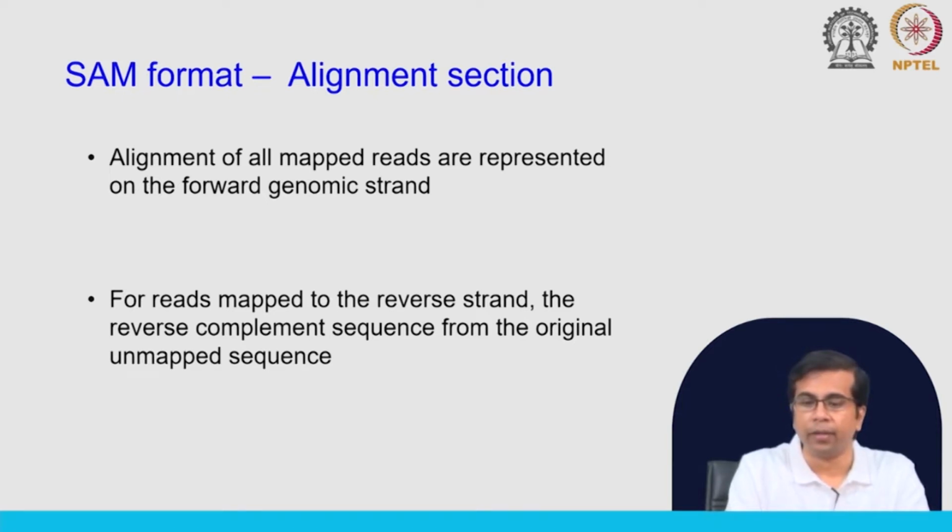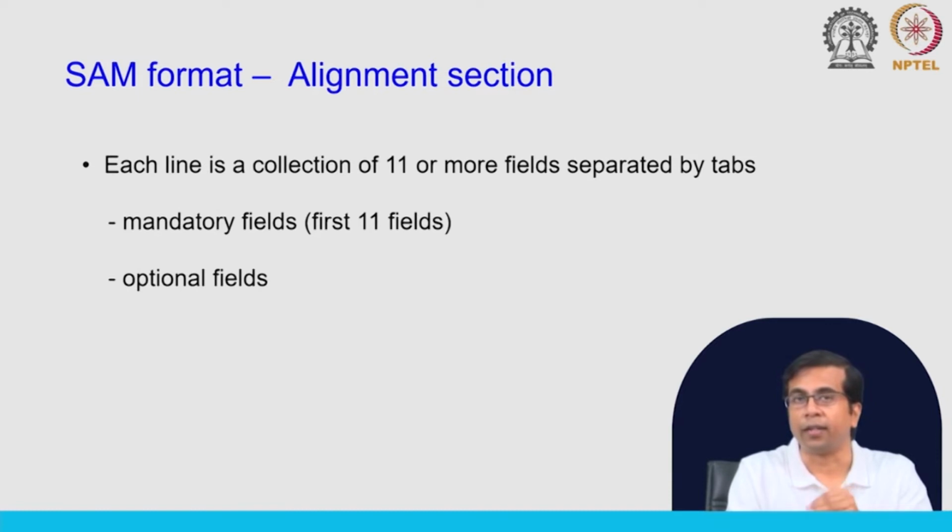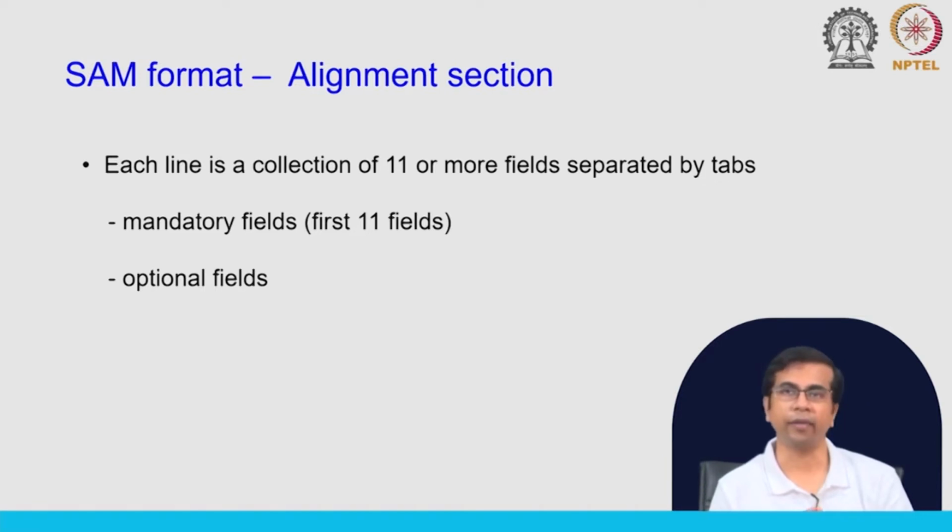As I said, each line contains the alignment of one read, and it is a collection of 11 or more fields, all separated by tabs. This information is important because if you are trying to process this file yourself, you will use this tab separation to get those fields.